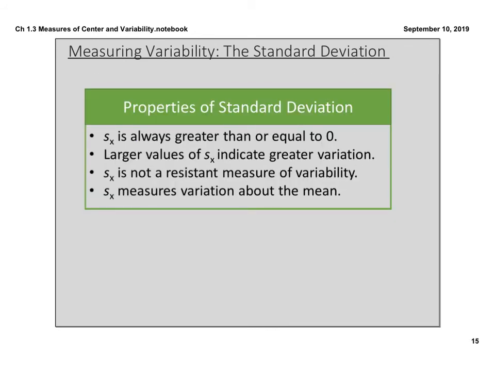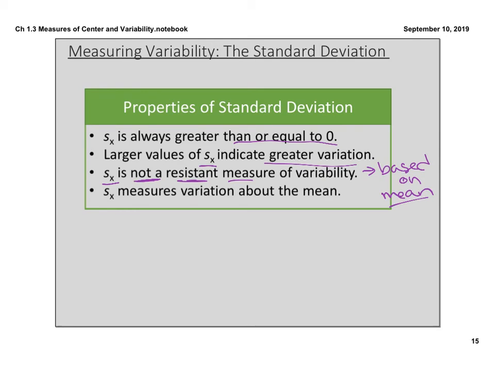So measuring variability, some properties of standard deviation. Standard deviation is always greater than or equal to 0. That's because it's a distance. It's the typical distance from the mean. Larger values of standard deviation mean that there's greater variation. That should be pretty obvious. Standard deviation is not a resistant measure, and that's because it's based on the mean. The mean is not a resistant measure of center, which means the standard deviation is not going to be a resistant measure because it's based on the mean.